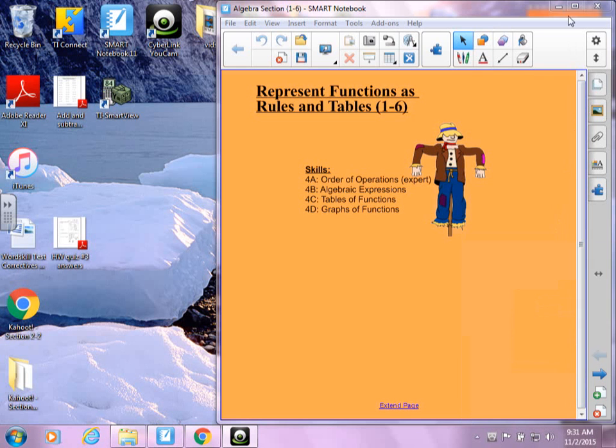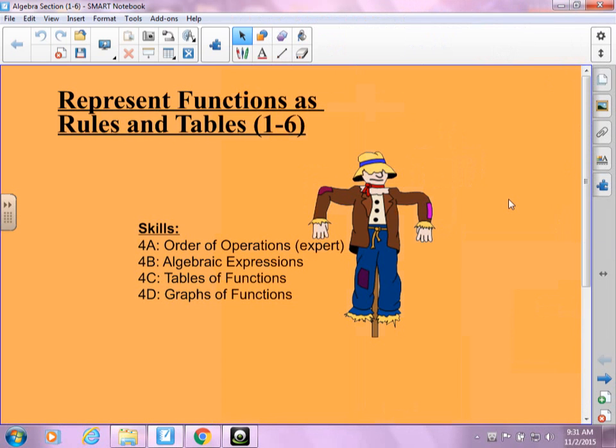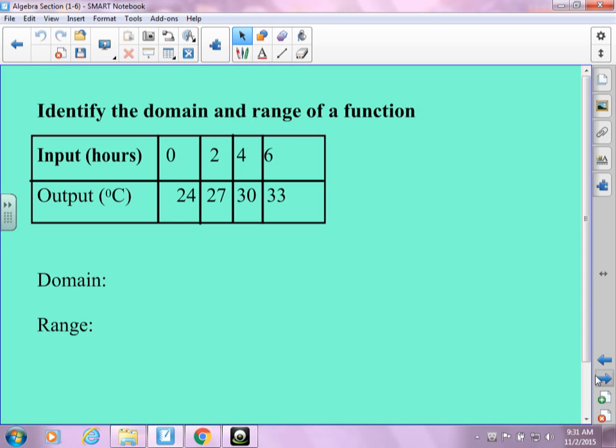All right, so today we're going to do Chapter 1, Section 6. We're looking at tables of functions today, and we'll be dabbling in graphs in the future. We've already done order of operations and algebraic expressions. So let's take a look at this. A lot of today is going to be vocabulary. You're going to see a lot of input, output, domain, range type stuff, and you want to make sure that you understand what these words are.